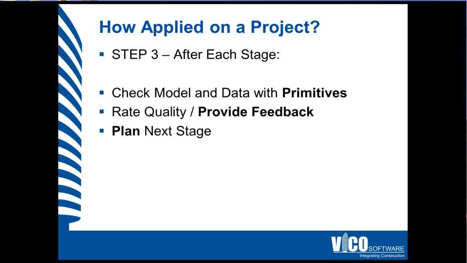And provide feedback to the team so that either corrections can be made or you can start an improvement process for the next stage, which leads to the last action item in this step, which is planning the next stage by, again, determining what the goals are for that stage, picking the level of detail and primitives that would be needed.